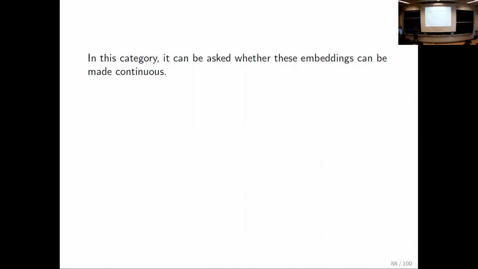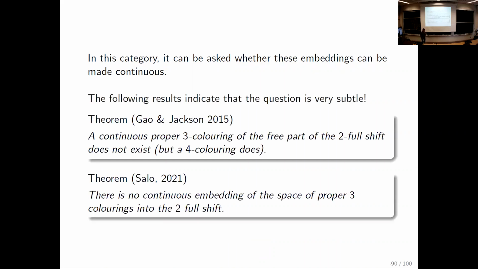But are there any further constraints? With all these things being continuous, there is a difference. It turns out that there are spaces for which a four coloring exists, but a three coloring does not exist. This goes back to the paper of Brown and Jackson. And the argument there is somewhat of the following kind.